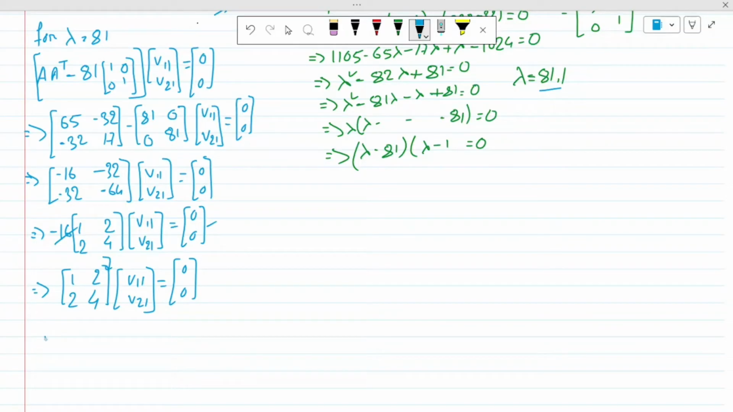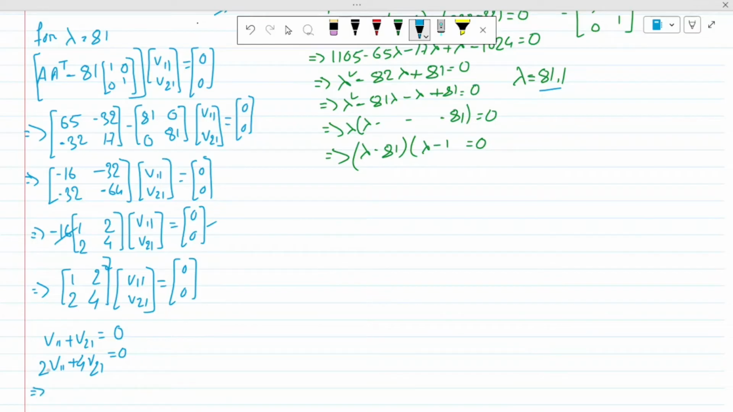So matrix multiplication will be: 1 into V11 plus 2 into V21, and this equals the first row, which is 0. Similarly, from the second row we get 2 into V11 plus 4 into V21. Let me erase this part. Yeah, so the next part will be 4 into V21 equal to 0. So now we have to find V11 and V21 from this expression.